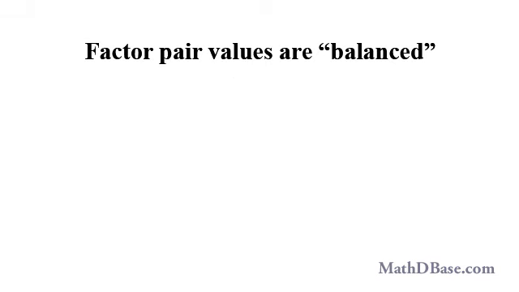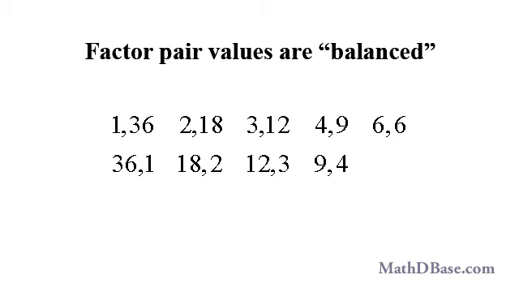When considering the factor pairs of a number, unless the factor is repeated, as the value of one factor in a pair increases, the other decreases. For example, the factor pairs of 36 are 1 and 36, 2 and 18, 3 and 12, 4 and 9, 6 and 6, 9 and 4, 12 and 3, 18 and 2, and 36 and 1. With the exception of the repeated factor 6 and 6, as the first factor increases from smallest divisor 1 to the largest 36, the second factor decreases from the largest 36 to the smallest 1.